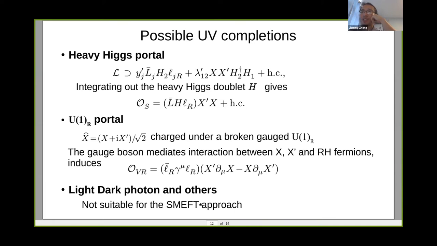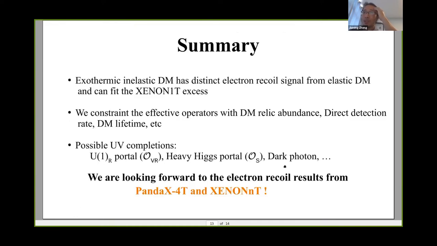There are also other possible UV completions to these inelastic dark matter scenarios, such as the light dark photon and the light U(1)_R portal. However, because of the appearance of these light states, they are not suitable for the standard model effective field theory discussed here, but we do have some discussion of them in our paper. So here is a brief summary of what I have just talked about.